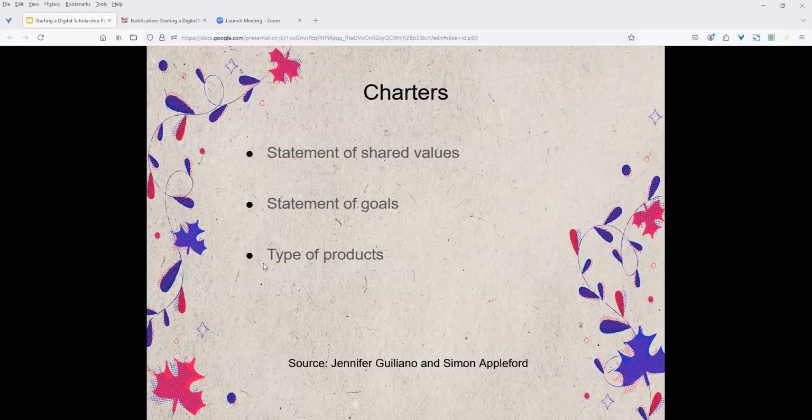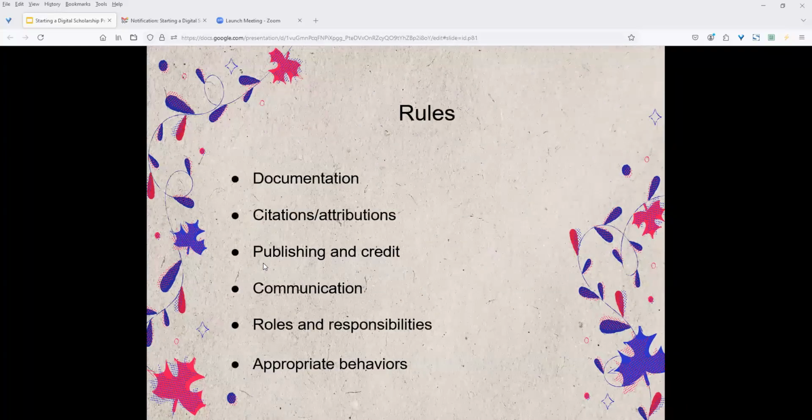All right, charters. So what are charters? Charters in project management lay out the shared values of the participants, the goals and needs of the project, and the type of products and technology which will be used. Now, the rules that cover this can be quite specific. You have everything from documentation, where will the documentation be kept so that everyone can consult it, then citations and attributions as well as publishing and credit.